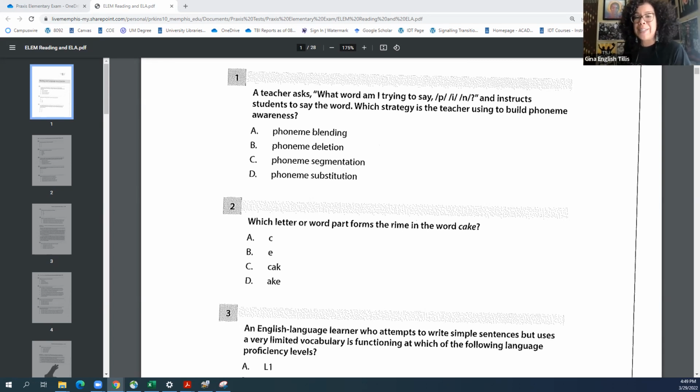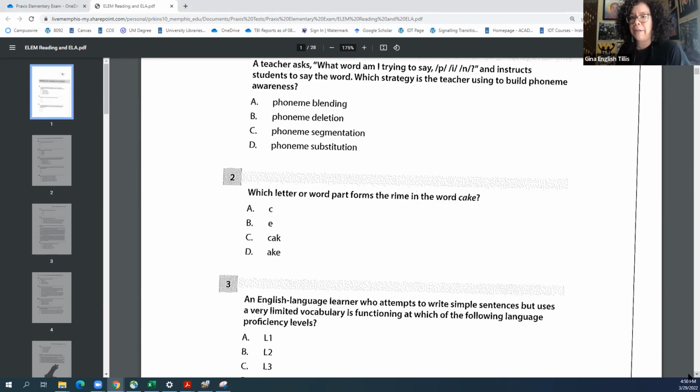And the answer is A because it says, what word am I trying to say? She's asking the students to sound out, what word am I trying to say? So what is she doing? She's asking that they blend these words together. So that is phoneme blending, when you're asking the students to blend the phonemes together. That was a hard one. That one was a little tricky. So I can see how you can easily think that's phoneme segmentation.